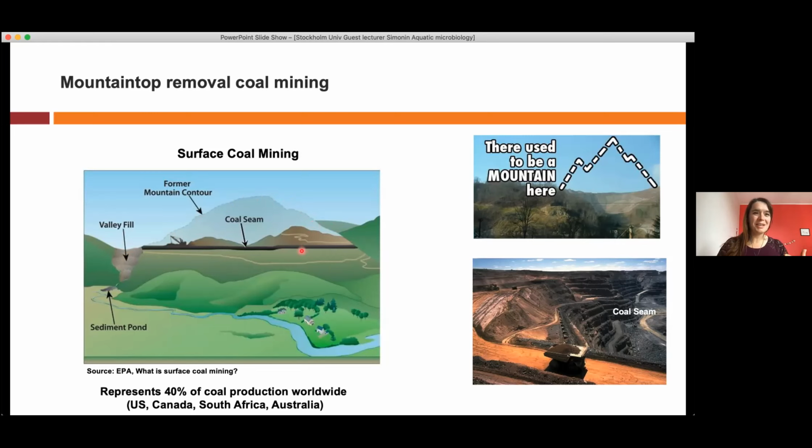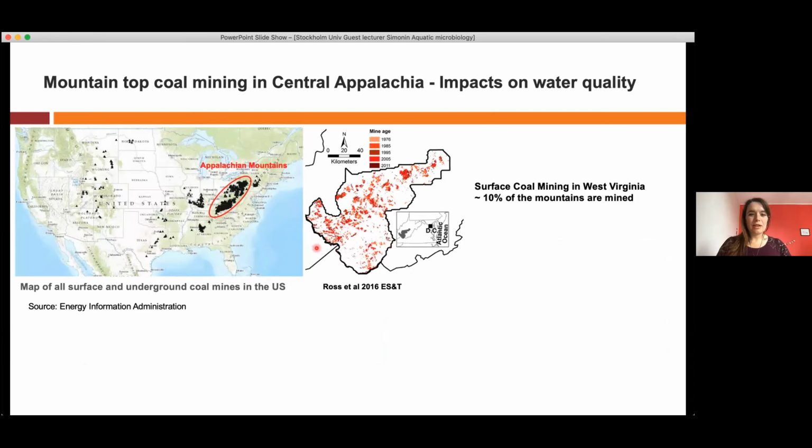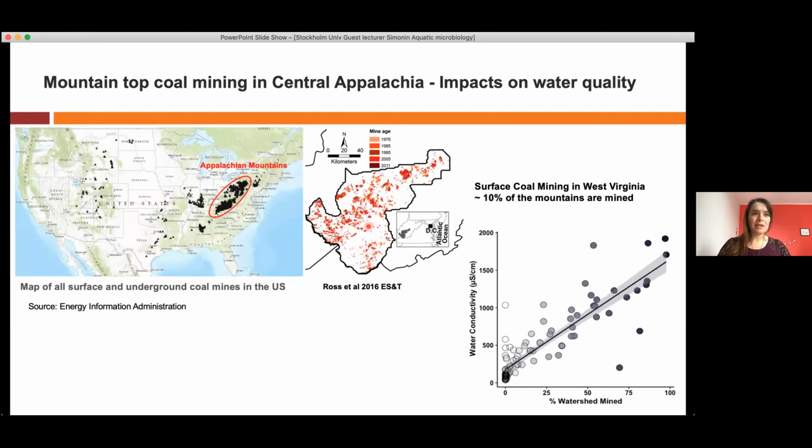So you can imagine this is a huge environmental impact. And so basically the landscape is becoming flat after this. The mountains are disappearing. And it actually represents 40% of coal production worldwide. Especially it's performed in Central Appalachia in the US, and most of the coal mines are there. And we know that there is a huge impact on water quality, of course, from this. And especially in this area in West Virginia, 10% of the mountains are mined. So it's a huge impact on the landscape. It's not like 5, 6 mountains, it's like 10%. So it's a very significant land use change in this area.